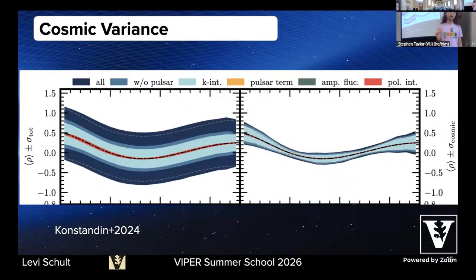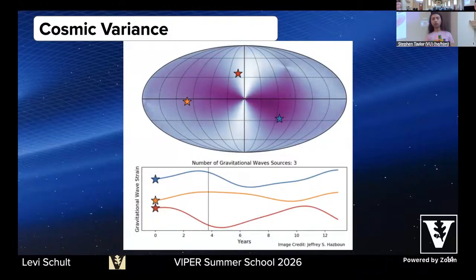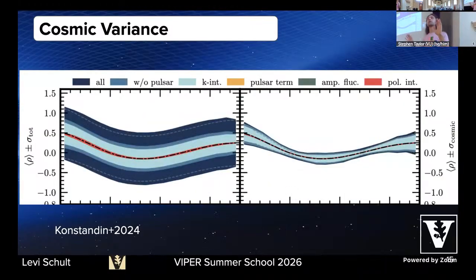This is from Constanda in 2024, which is a nice paper that has some good explanations of the different effects for variance of the Hellings-Downs correlation. On the left, in the dark blue, you're seeing all of the variance of the Hellings-Downs correlation, and this includes pulsar variance.